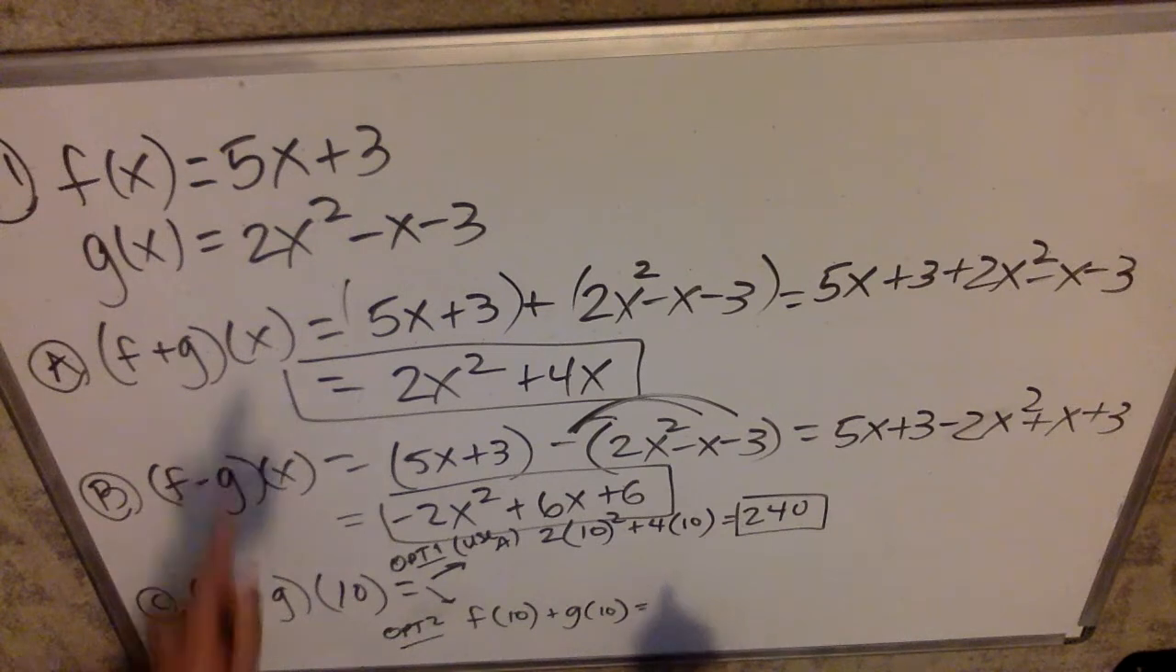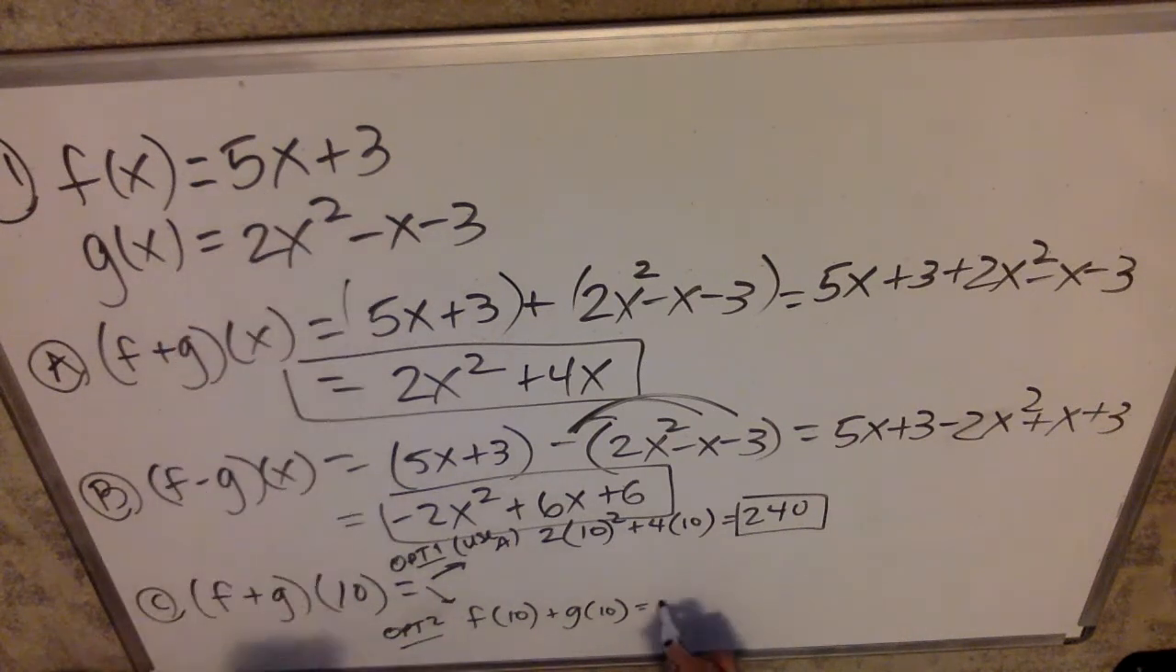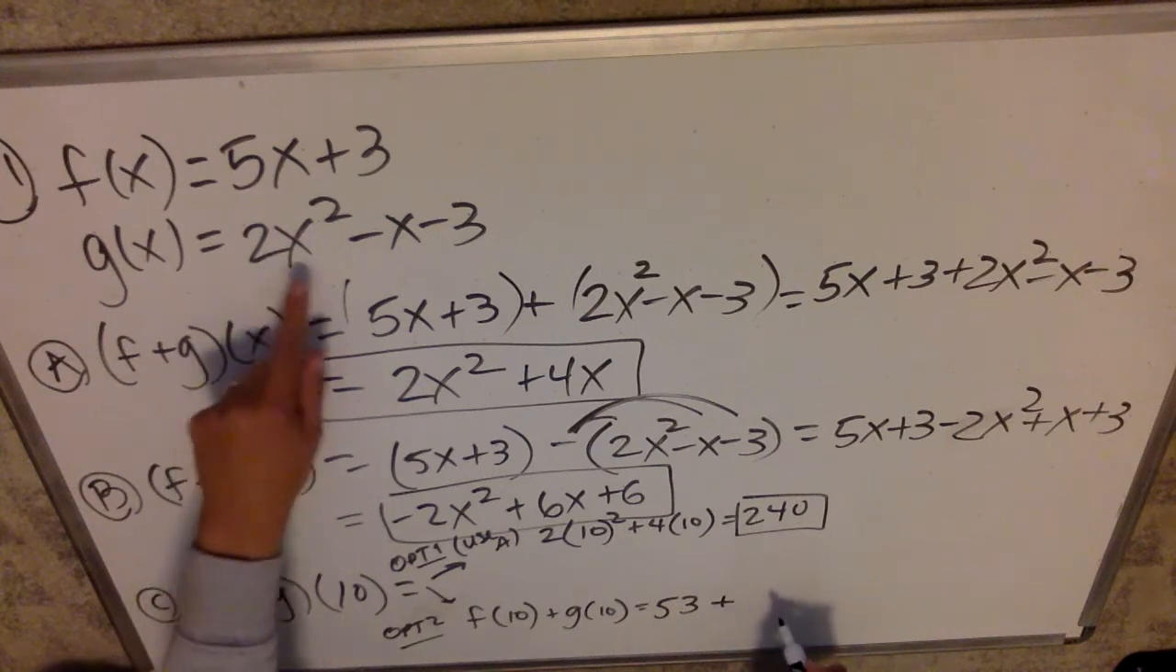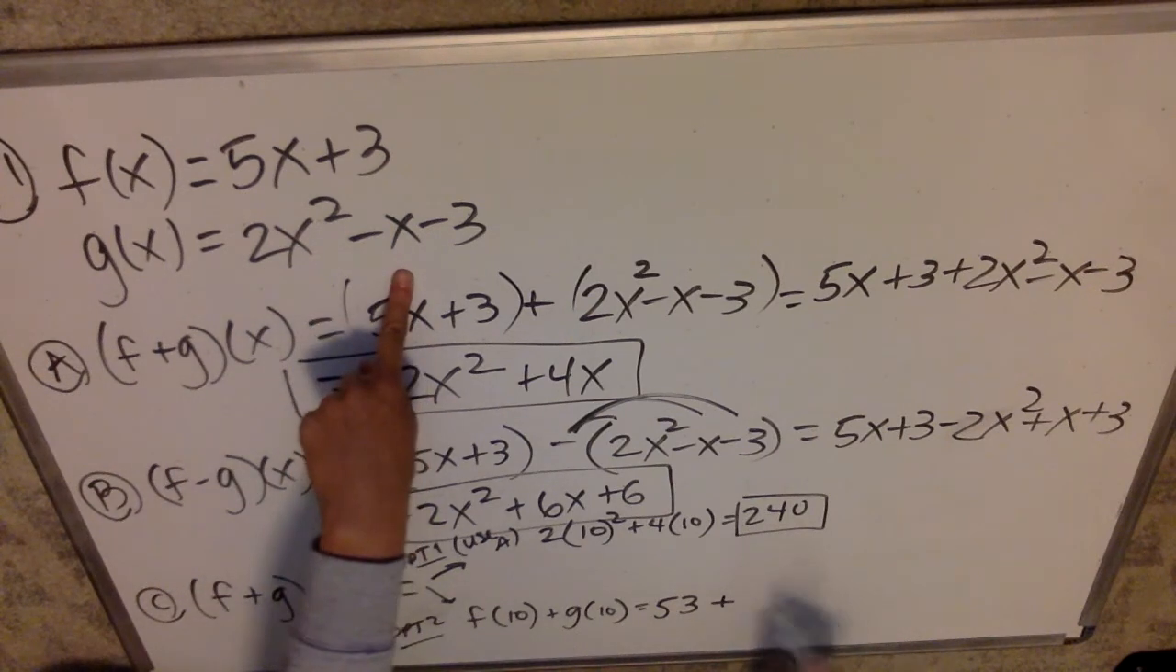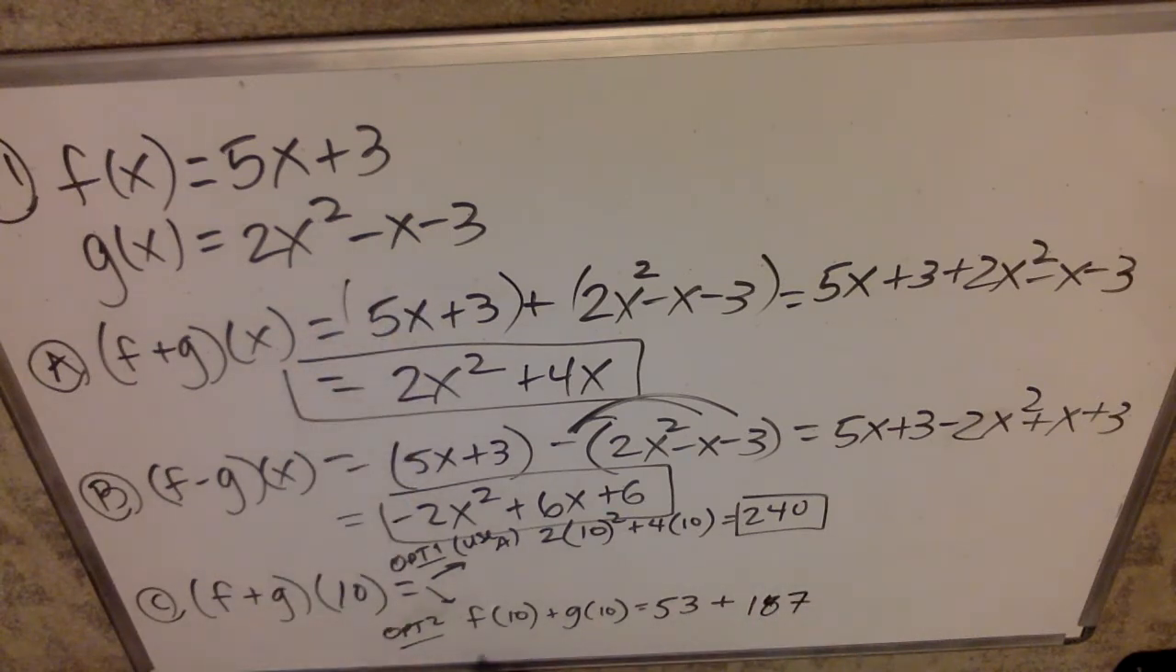f of 10 would be a 50 plus a 3, so 53, plus g of 10 is going to be a 200 minus a 10 minus a 3, right? So 187, right? And when I add them together, I get 240. All right, and that's also totally fine. So either way you go.